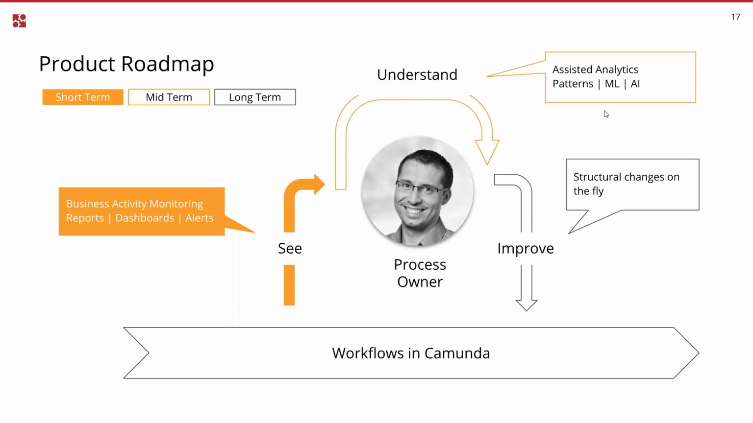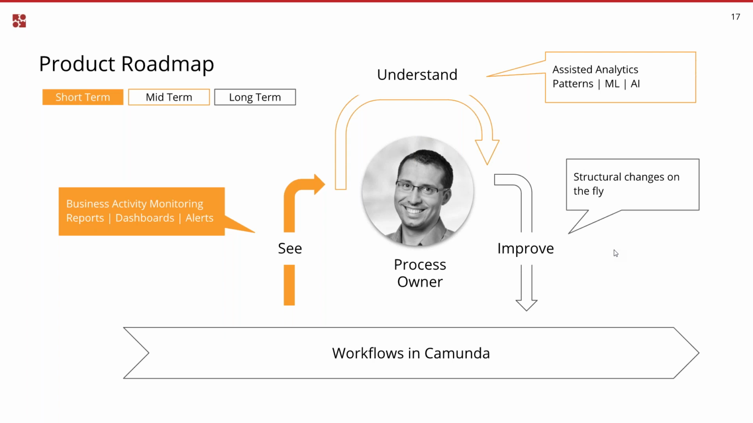There's much more to come because we have the data, we have the process logic at hand. We can actually apply ML and AI patterns here in a much more powerful way. So this is something that you can expect from Optimize in the midterm, let's say the next 6 to 18 months, to the next major releases, basically. And the long-term vision is that we will actually enable the process owner as a business stakeholder to really directly change the structure of process execution on the fly. Let that be about decision tables that I adjust. I can already do that in Cockpit, but also BPMN process models that I want to adjust.